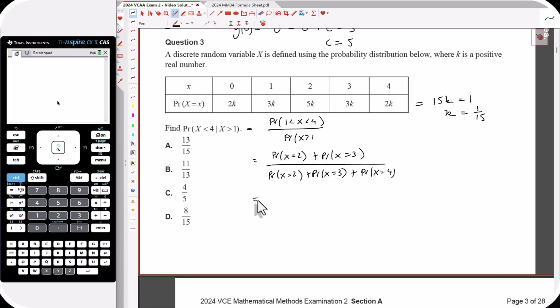So probability x equals 2 and 3, so we're adding those together for the numerator, so that's 8k, and then we're adding those 3 together for the denominator, so that's 10k, so that gives us 8 over 10, which is 4/5, so option C.